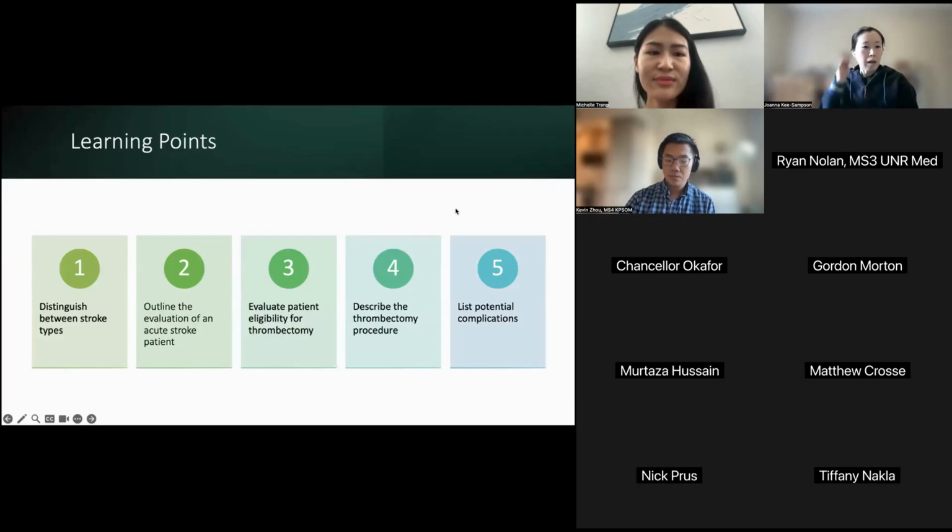So in this talk, what I'm going to do is distinguish between the different stroke types, and then outline the basic evaluation of an acute stroke patient, and talk a little bit about how to select the appropriate patient for endovascular thrombectomy, describe the thrombectomy procedure, and also list potential complications of thrombectomy.